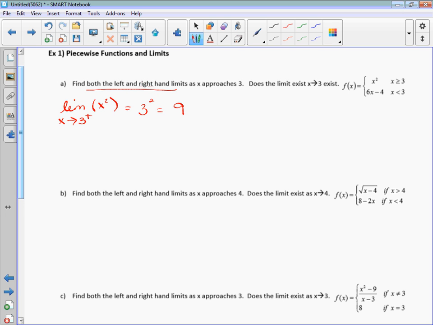Okay. So when I go to do the limit as x approaches 3 from the left, 6x minus 4 equals, you can just plug in your 3, so 6 times 3 minus 4. What did we get? Sorry. 14, right? Either way, it's not 9. So we can say, therefore, the limit of our function as x approaches 3 does not exist.